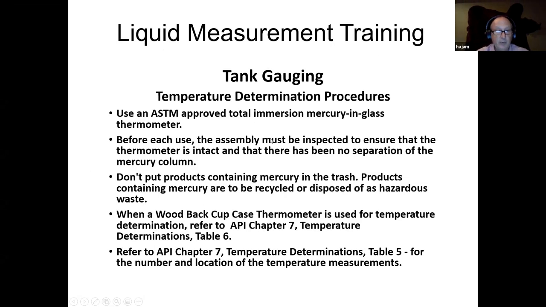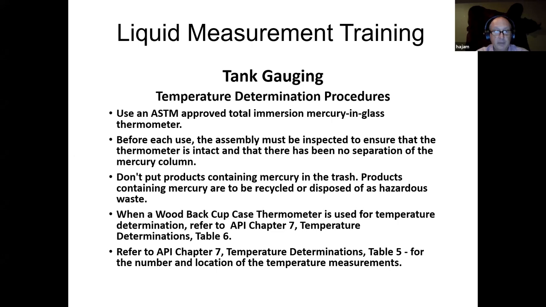Again, use an ASTM approved certified thermometer before each use. Inspect the whole assembly, make sure the mercury is not broken. If it is broken and you need to replace the thermometer, be careful, that's hazardous waste. Mercury is hazardous or has been deemed hazardous. So be careful there.